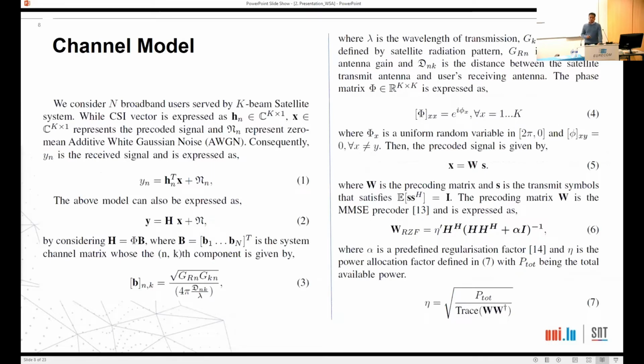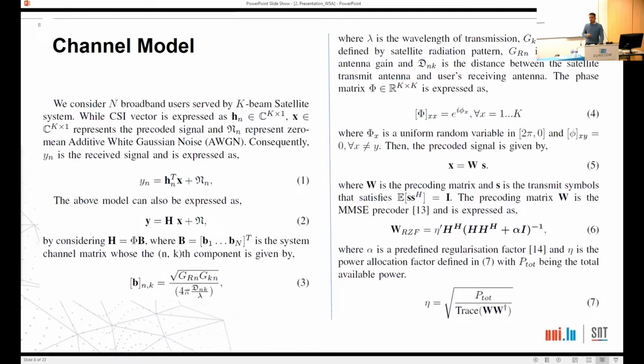So the channel model goes like this. We have y of n, the received signal, which can be expressed in equation number 1. The model can be expressed as the basic equation y = Hx + n, where H is the channel matrix, which has both the phase component as well as the basic channel matrix, which depends highly on the receiver antenna gain too, and the transmit antenna gain.